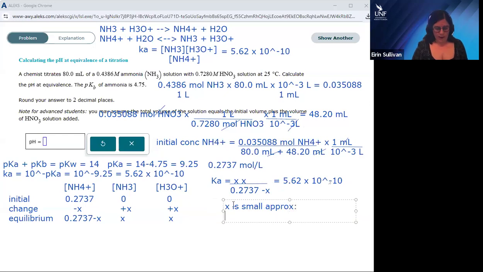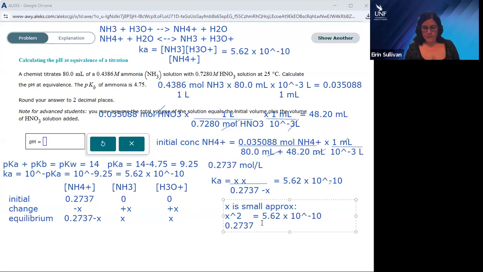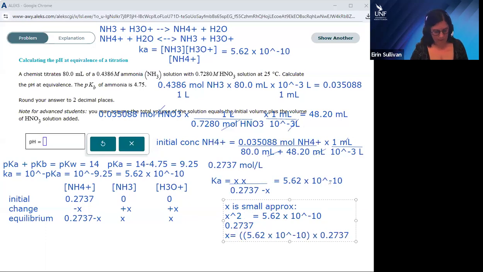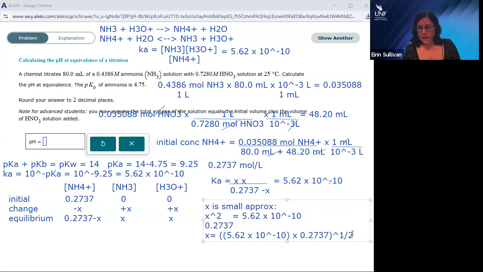So let's go ahead and do it. What we're actually going to be solving is x squared over 0.2737 equals this. So then my x is just going to be the square root of this times 0.2737. If you prefer, take this times this and raise it to the power of half. That's a useful trick when you're trying to type on a computer. So I get that x is equal to 1.24 times 10 to the power of minus 5.